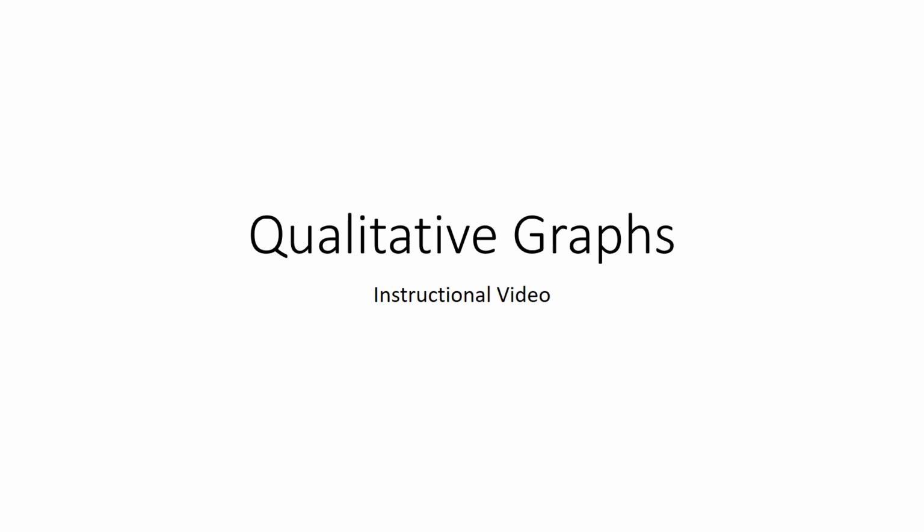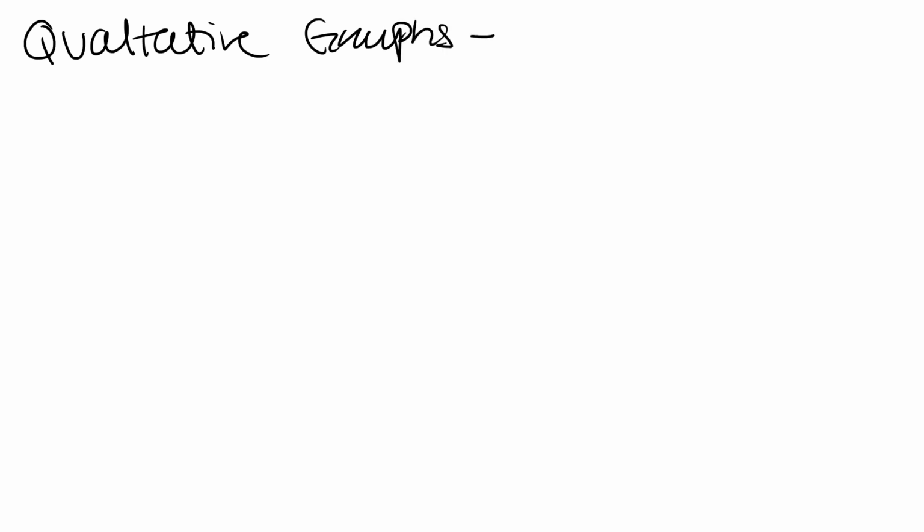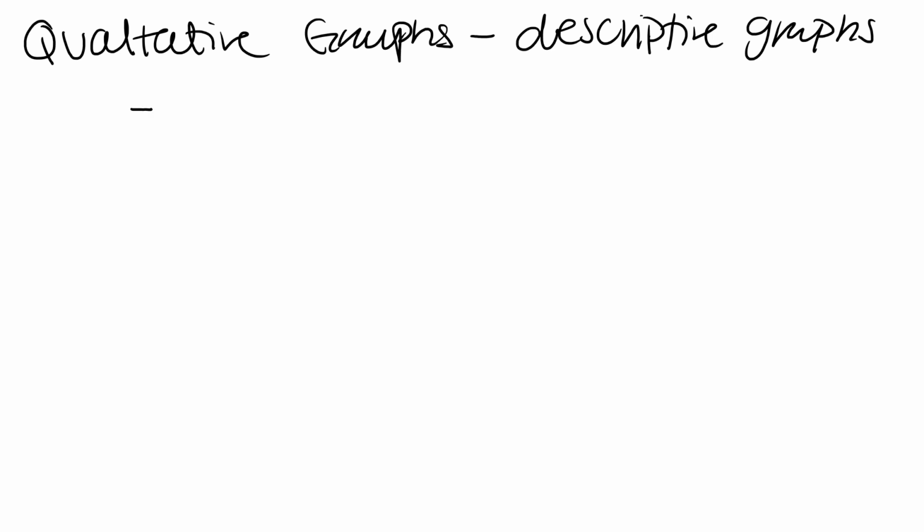This is an instructional video on both creating and interpreting qualitative graphs. Qualitative graphs are descriptive graphs, meaning they do not contain any numbers. Instead, we use words to describe what is happening on the graph.